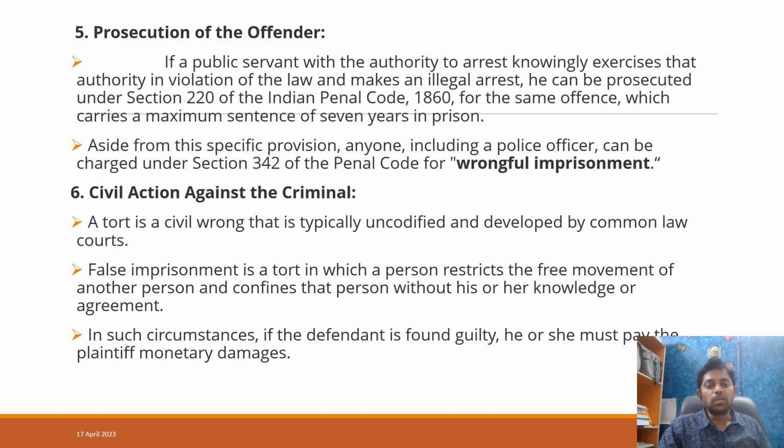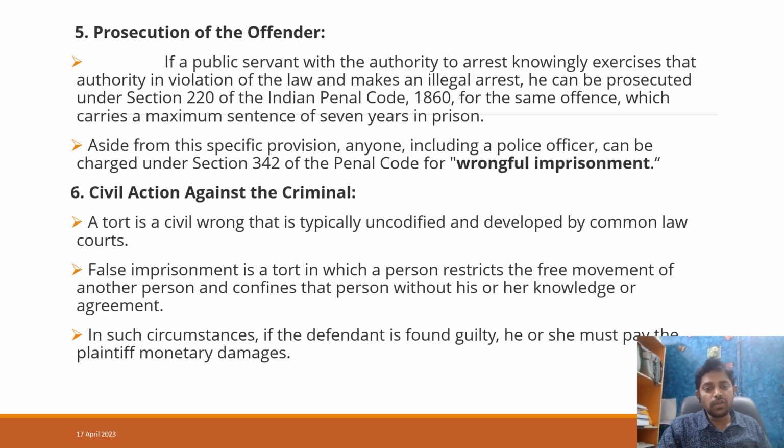Prosecution of the offender. If a public servant with the authority to arrest knowingly exercises the authority in violation of the law and makes an illegal arrest, he can be prosecuted under Section 220 of the Indian Penal Code 1860 for the same offence, which carries a maximum sentence of 7 years in prison. Aside from this specific provision, anyone, including a police officer, can be charged under Section 342 of the Penal Code for wrongful confinement. Imprisonment. Civil action against the criminal.